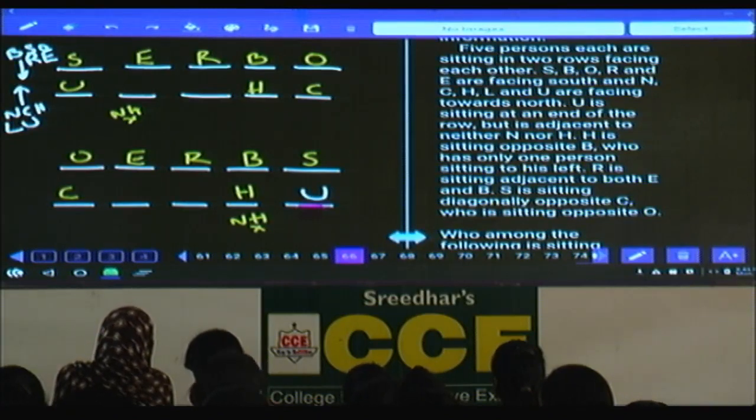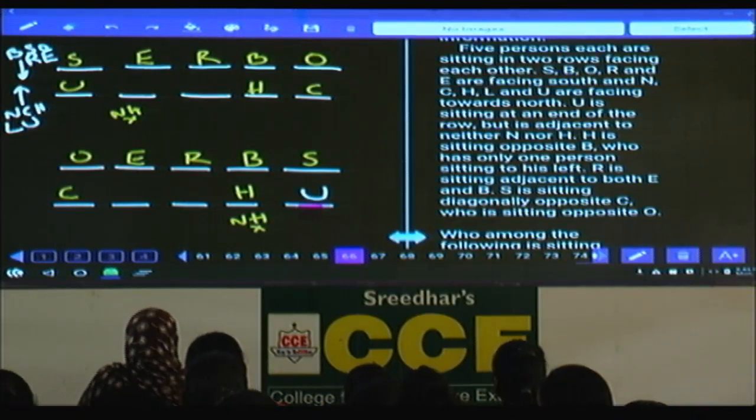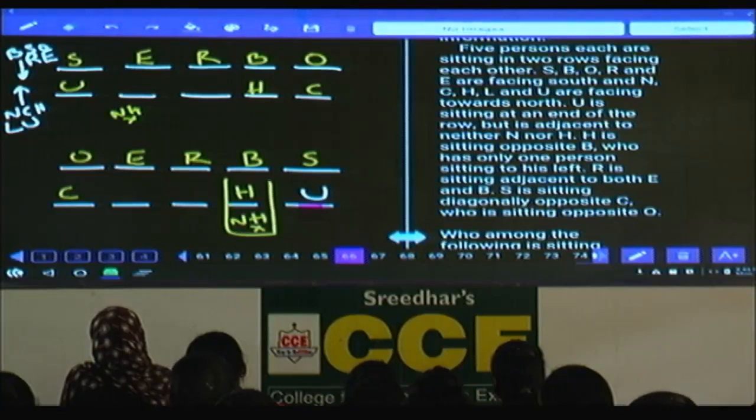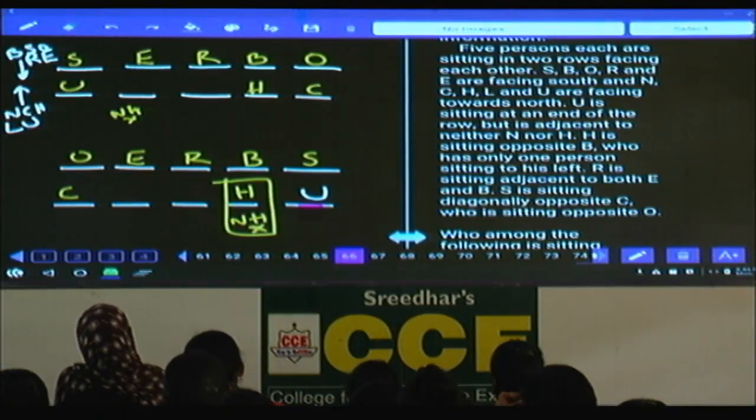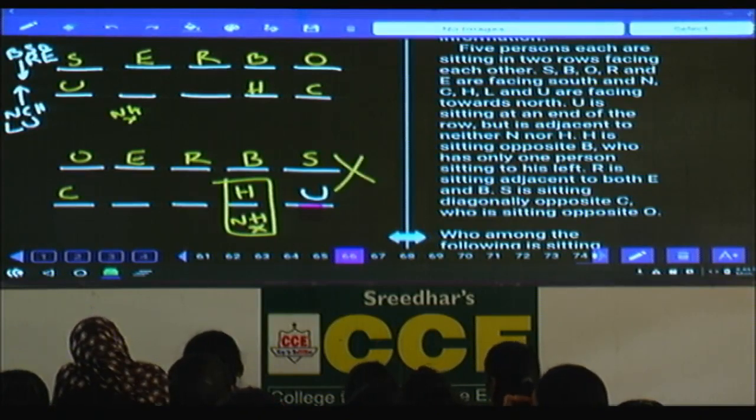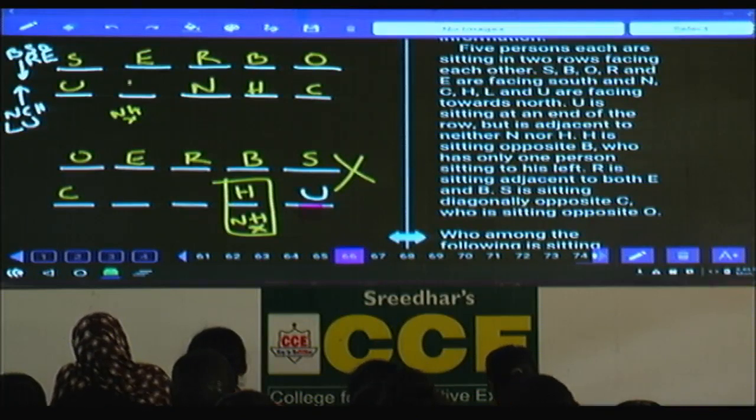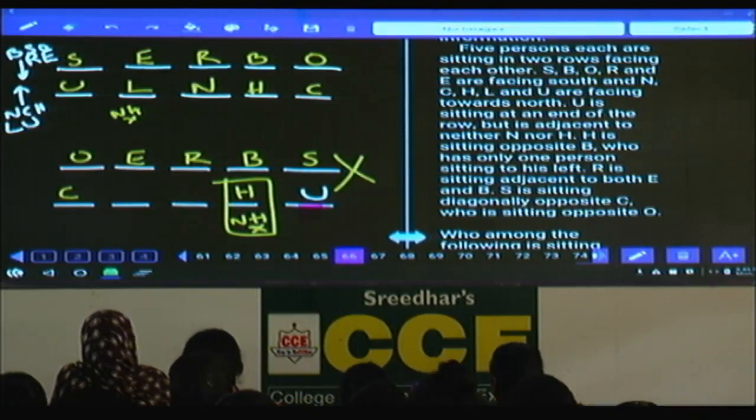Then, what is the other information we have? N and H cannot be here. But in the second case, H is at this place. But as N and H cannot be adjacent to U, this case is completely ruled out. Now we are left with this one. Then who is the other person left over? N. If N is placed and the person left over is L, L will be here.